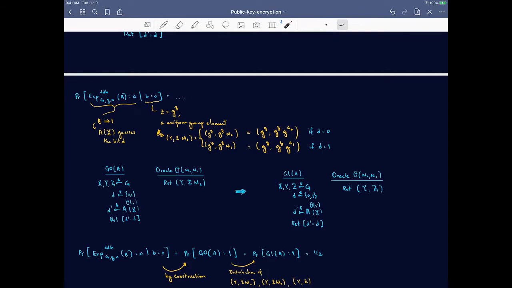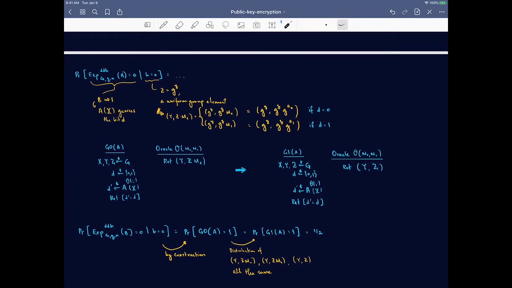So the distribution of Y comma Z times M0, and Y comma Z times M1, and Y comma Z, they all have exactly the same distribution. Which means this oracle here can just return Y comma Z. But what can we do if the oracle is returning Y, which is a uniform group element that's independent of the public key X, and Z, which is another uniform group element that's independent of Y and of X? Well, A could have just made up that response itself, right? It could have just picked these things randomly.